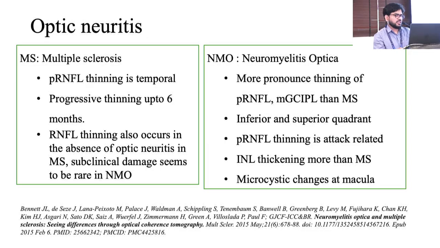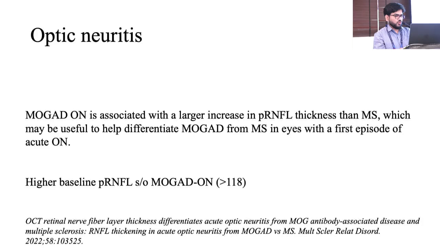NMO, which is neuromyelitis optica, shows more pronounced thinning of RNFL and ganglion cell than MS, and clinically the patients have very poor vision at presentation and very poor prognosis as well. And you'll see thinning involving the inferior and superior quadrants in NMO, and the thinning will be attack related in comparison to MS, where the thinning will continue even in the absence of optic neuritis. And you will see inner nuclear layer thickening as well as microcystic changes more commonly with NMO.